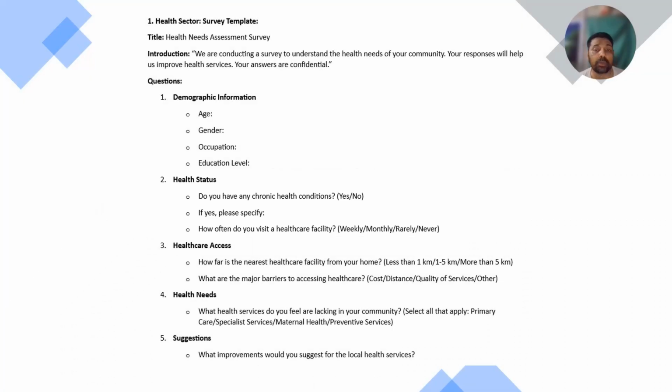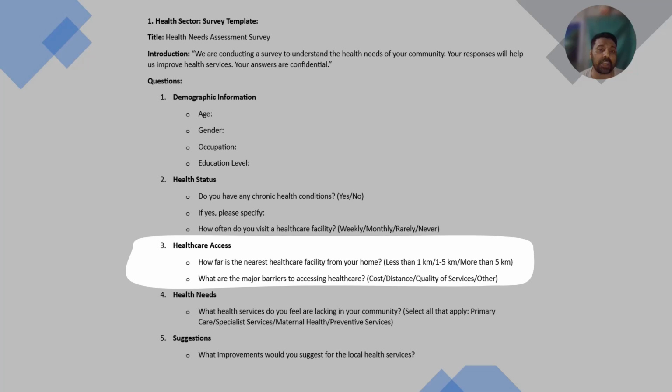Similarly, related to healthcare access, you can add a question like how far is the nearest healthcare facility from your home? And then you can add options like less than 1 kilometer, 1 to 5 kilometers, etc. What are the major barriers to accessing healthcare? Cost, distance, quality of services are other options you can add.